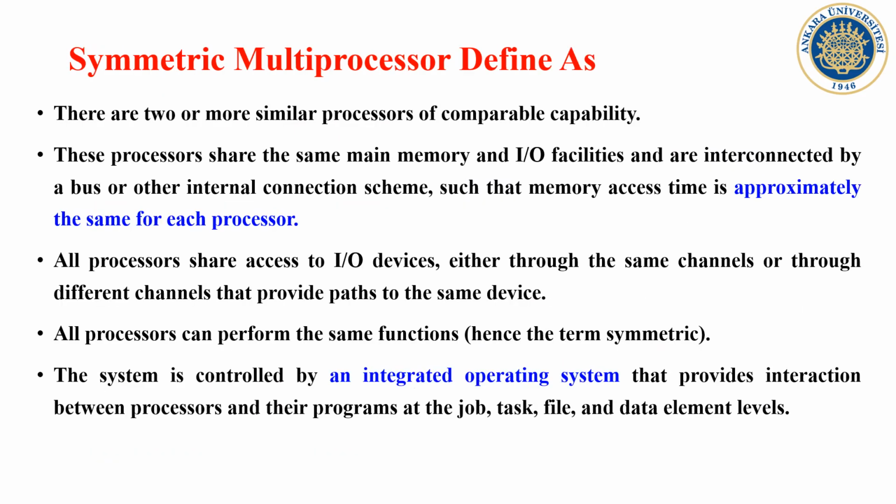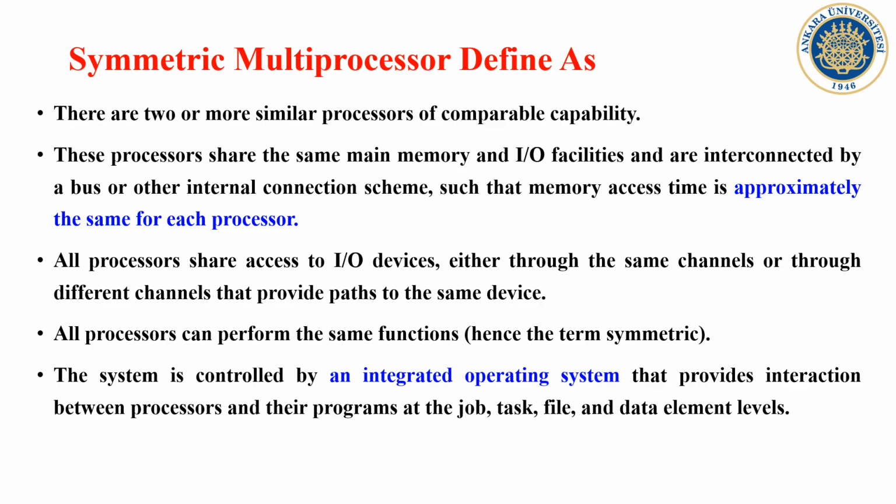What we see here is a symmetric multiprocessor system. In simple terms, SMP refers to a computer architecture in which two or more processors of similar capability work together while sharing the same main memory and resources. Each processor has approximately the same access time to memory and can perform the same functions, which is why this system is called symmetric. Multiple processors with comparable performance.